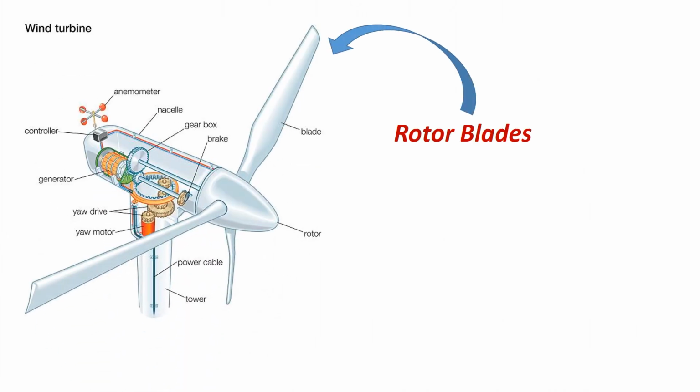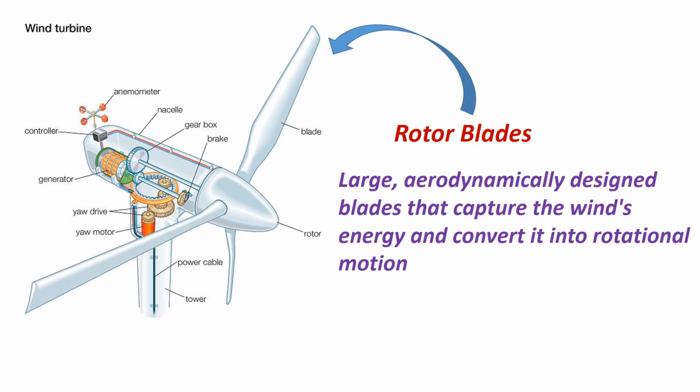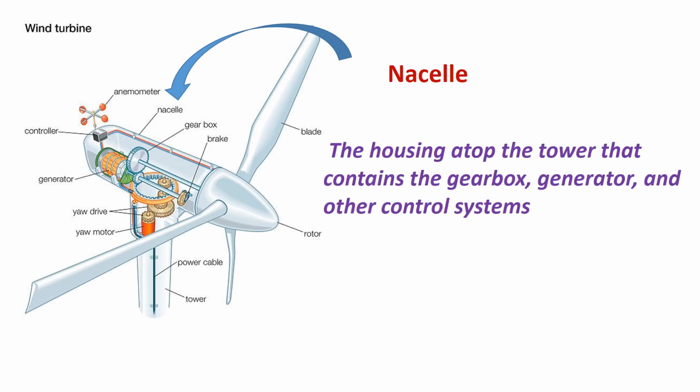A typical modern wind turbine consists of several main components. Rotor blades: large aerodynamically designed blades that capture the wind's energy and convert it into rotational motion. Nacelle: the housing atop the tower that contains the gearbox, generator, and other control systems.